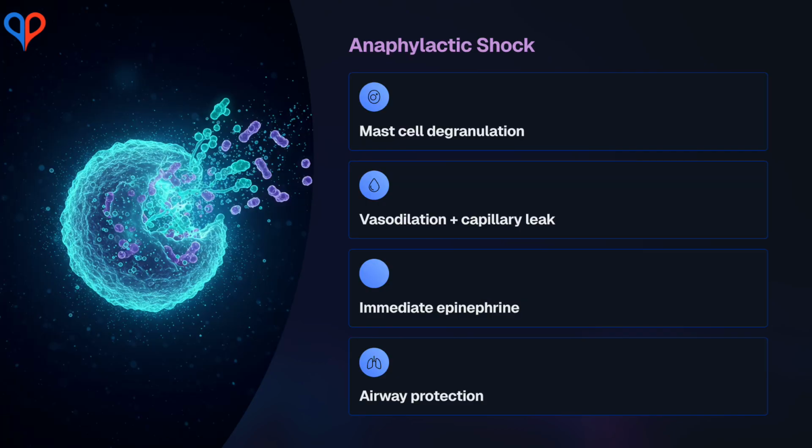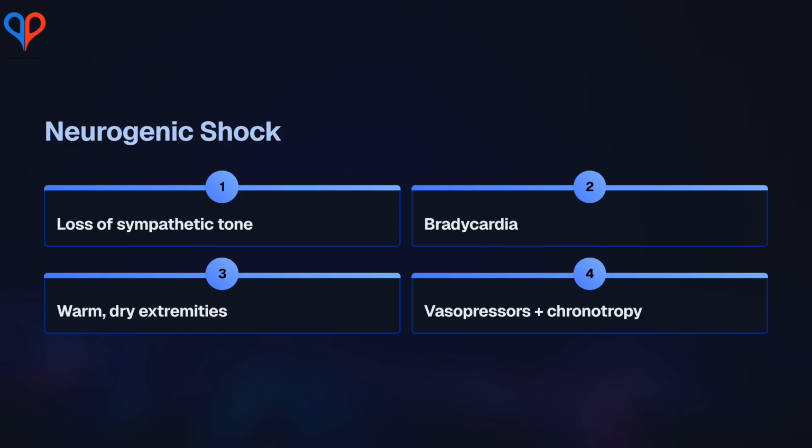Anaphylactic shock results from mast cell mediator release, causing airway swelling, vasodilation, and capillary leak. Epinephrine remains the single most important therapy because it addresses all three simultaneously. Neurogenic shock's unique physiology comes from loss of sympathetic tone and resultant vasodilation with bradycardia. Treatment focuses on vasopressors and restoring chronotropy.